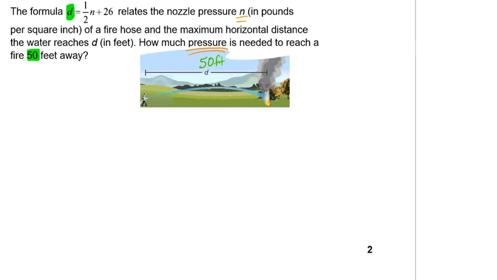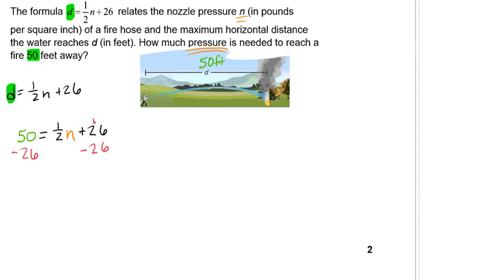So let's go ahead and write down our equation. D equals 1/2 N plus 26. But we get to replace our D with the 50. So here we have 50 equals 1/2 N plus 26. And remember, we're trying to get the N by itself. So the first thing we want to do is get rid of the 26. So we are going to subtract both sides by 26. And we subtract because that's the inverse operation of a plus 26. So that's going to get rid of that.